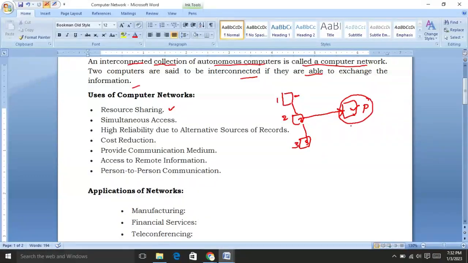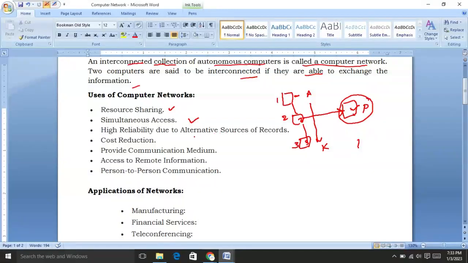Logical resources mean the data or information. Suppose some value A is shared by the remaining two systems, or suppose some value K is on one system; the data K is shared by all the systems. The next one is simultaneous access. That means we can use the resources one after another. Even when the resource is linked to one system, all the remaining systems or nodes within the network can use the resources one after another.